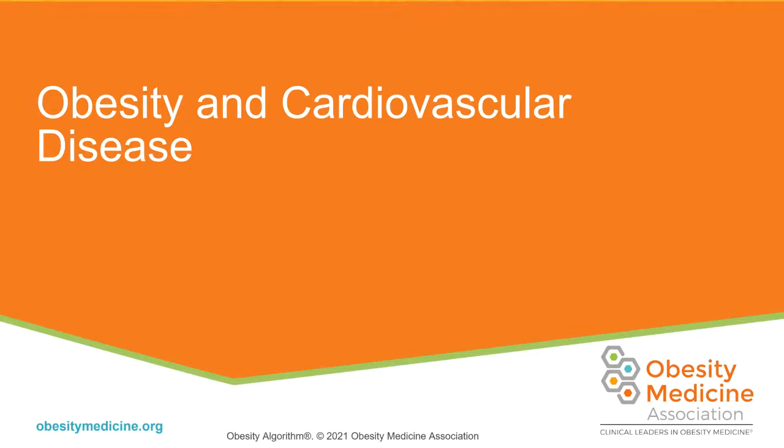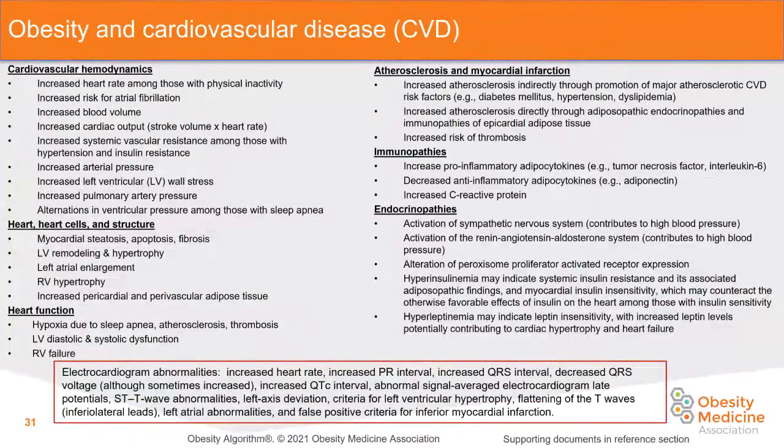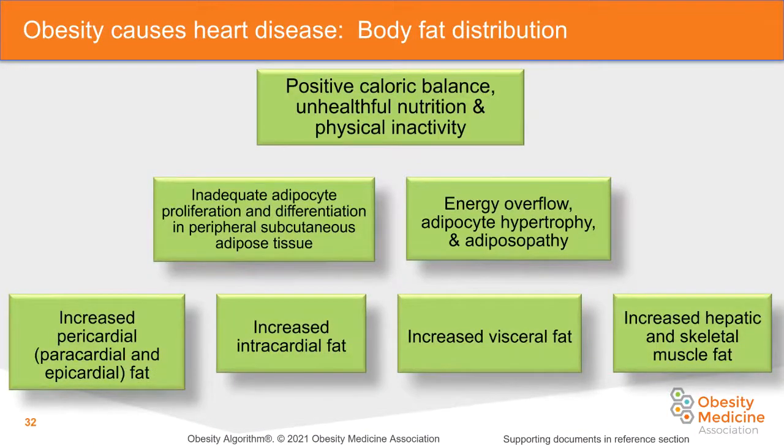Think about that. So as we know, obesity affects the cardiovascular system in multiple different ways: hemodynamics, structure, function, atherosclerosis, immunopathies, and endocrinopathies. And the ECGs, the electrocardiogram abnormalities, quite frequent in patients with the overweight and obesity. So what is the overall scheme as to why obesity may contribute to cardiovascular disease? Well, you have positive caloric balance and unhealthful nutrition and physical inactivity, and you're not able to store the excess energy in your peripheral subcutaneous adipose tissue. So you get this energy overflow. And you get the adiposopathy.